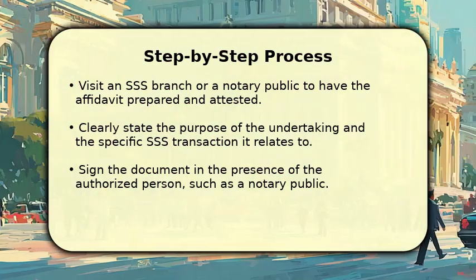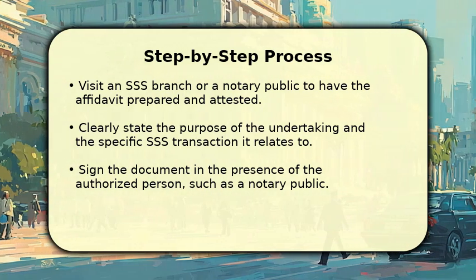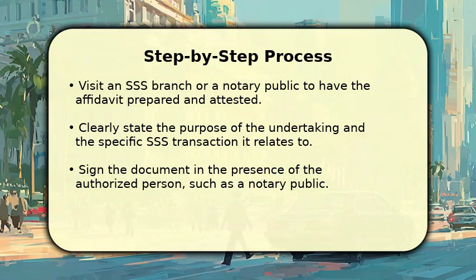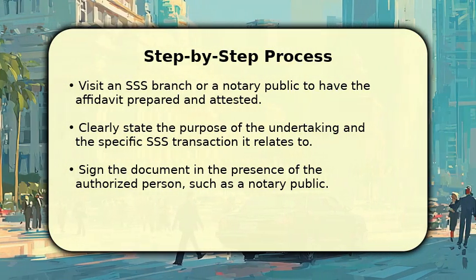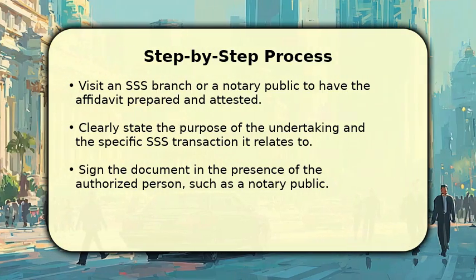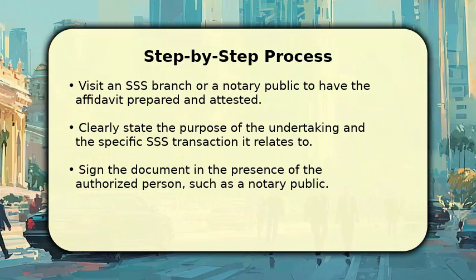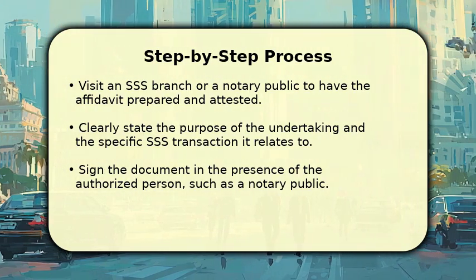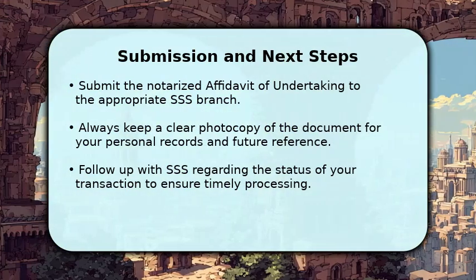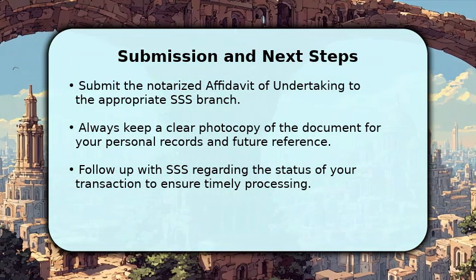The next step involves visiting an SSS branch or a notary public. Clearly state the purpose of your undertaking and the specific SSS transaction it relates to. You will then sign the document in the presence of the authorized person. Be prepared to pay any applicable notarial fees, which typically range from 100 to 500 pesos, depending on the notary and location. Once notarized, submit your affidavit of undertaking to the appropriate SSS branch.